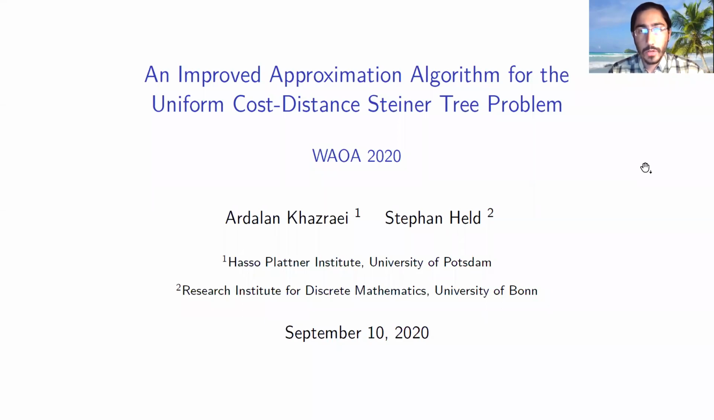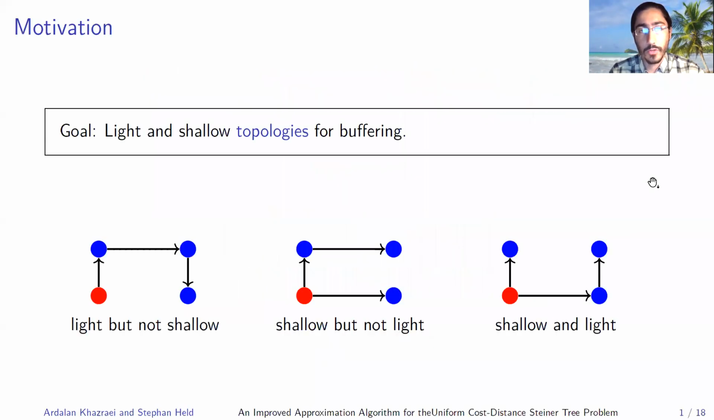Hello everyone, and welcome to our presentation, where we introduce an improved approximation algorithm for the uniform cost-distance Steiner tree problem. But before getting to the precise definition, let's first go over the motivation for studying this problem. It appears mainly in routing, particularly on integrated circuits, where we are trying to minimize the total amount of wire used in a net connecting a number of terminals while controlling the signal delays from a source to its sinks.